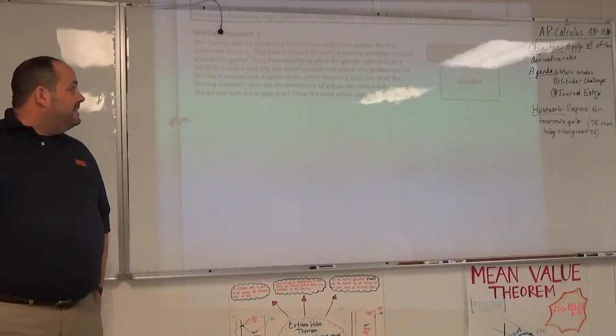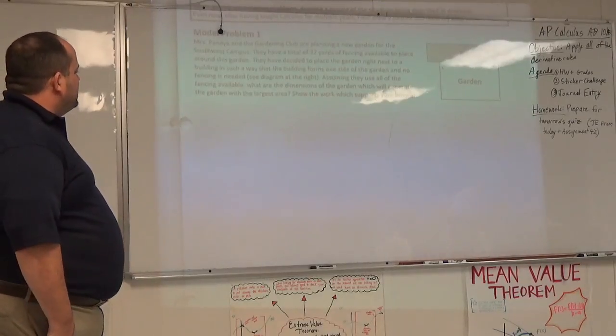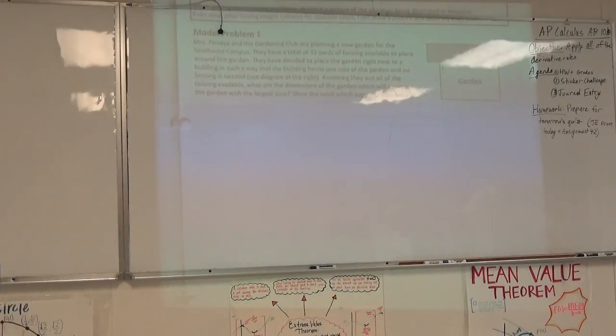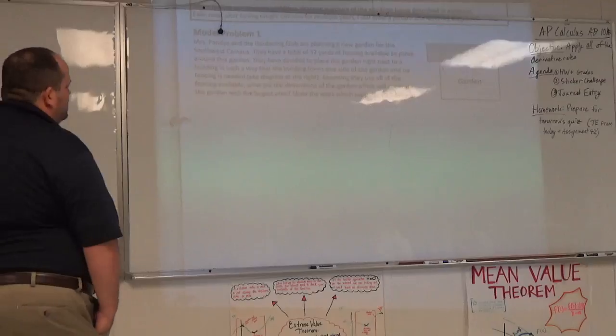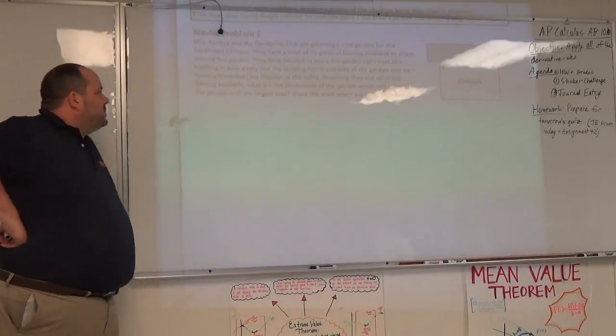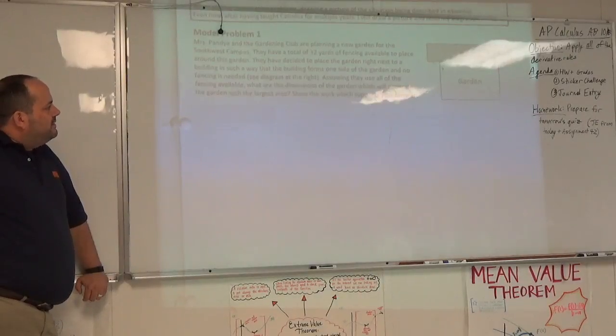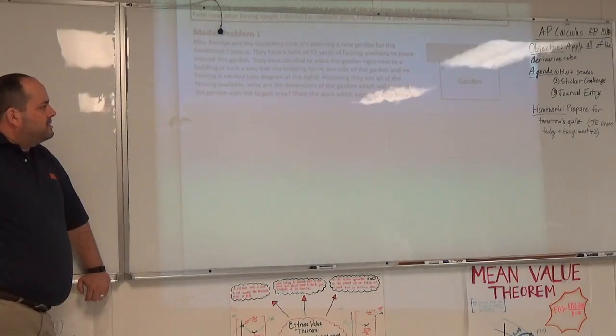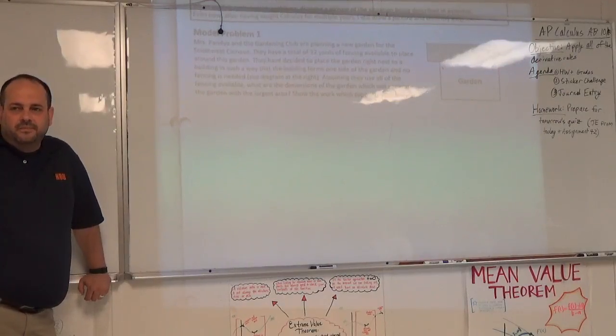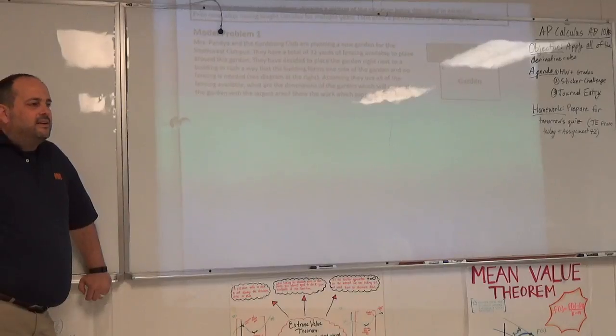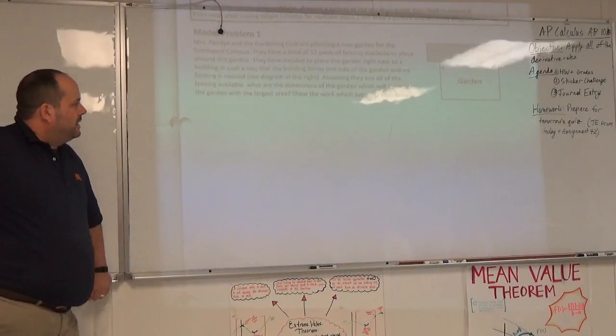Alright, Mrs. Pandia and the Gardening Club are planting a new garden for the Southwest Campus. They have a total of 32 yards of fencing available to place around the garden. They've decided to place the garden right next to a building in such a way that the building forms one side of the garden and no fencing is needed there. Assuming they use all of the fencing available, what are the dimensions of the garden which will generate the garden with the largest area? Show the work which supports your answer. This is the kind of problem that we're going to be playing around with.